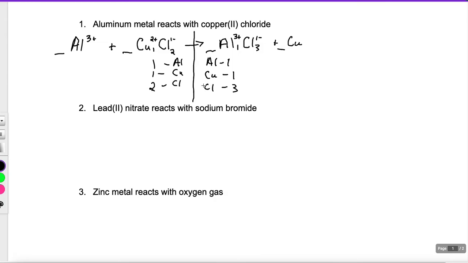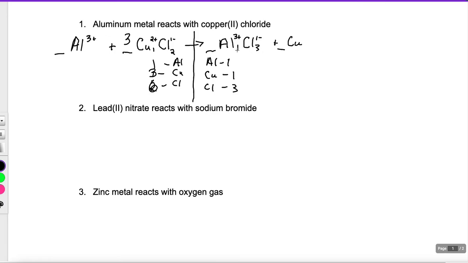Well, 2 and 3, the lowest number they both go into is 6. So I'm going to make this 6, but what number do I have to multiply times 2 to get 6? That number will be 3. So I'm going to put a 3 in front, and that's going to change my chlorides to 6, but it's also going to change my copper to 3.